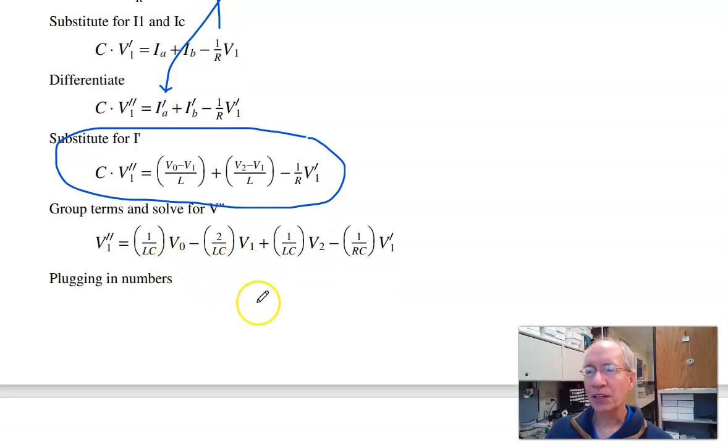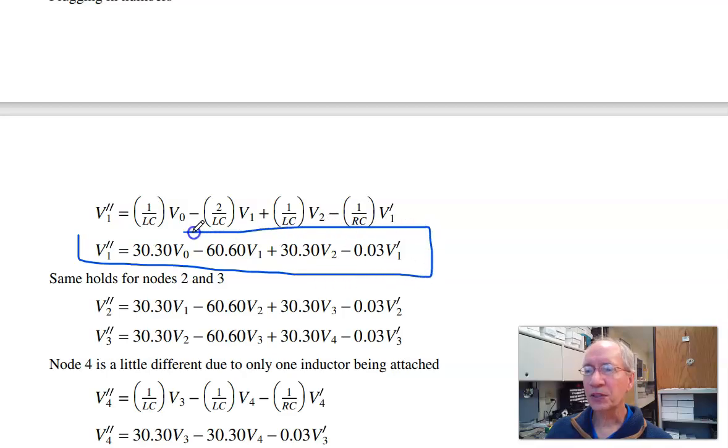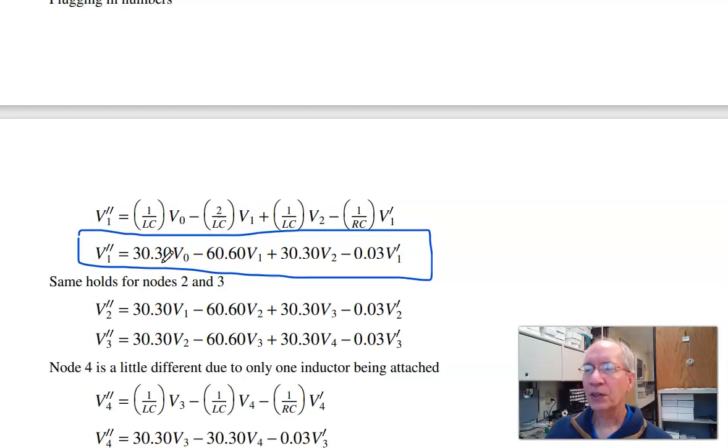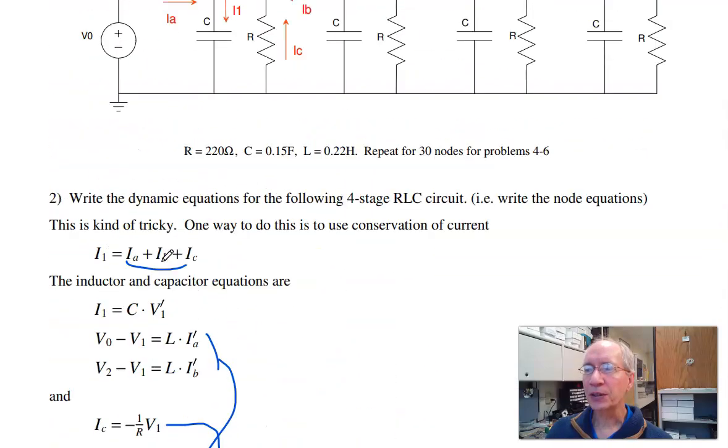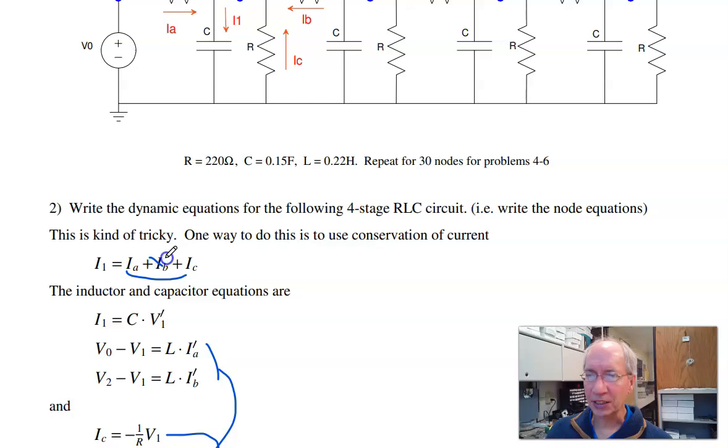Now if I plug in values, I wind up with this equation right here. So that's the differential equation at node 1. If you go back to the circuit, due to symmetry, all these nodes are the same except for node 4. What's different about node 4 is that there's no second inductor attached to it. They just have the 1. So the IB disappears for the last node.